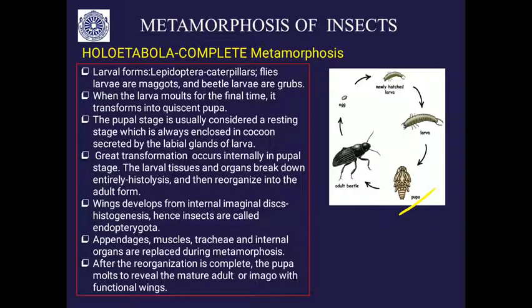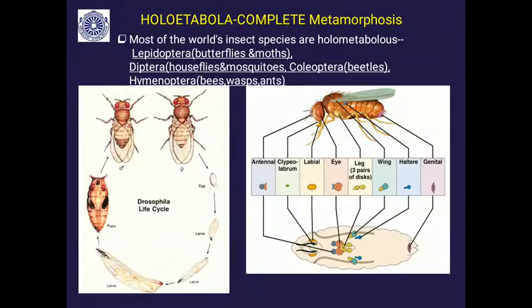The wings develop from internal imaginal discs, or histogenesis. The imaginal disc is the adult tissue, and from this there is a growth of wings. That's why it is called Endopterygota. The wings develop from internal imaginal discs. Then appendages, muscles, trachea, and internal organs are all replaced during metamorphosis. That's why the larva and adult are entirely different. After the reorganization is complete, the pupa molts to reveal the mature adult, or imago, with functional wings.